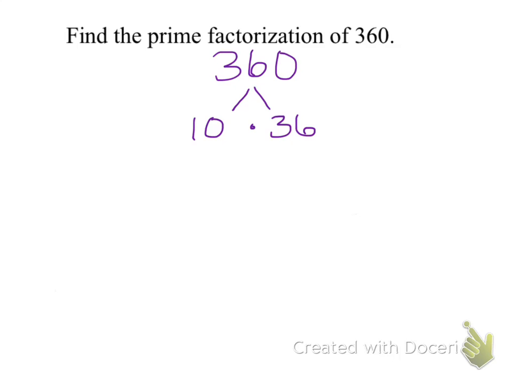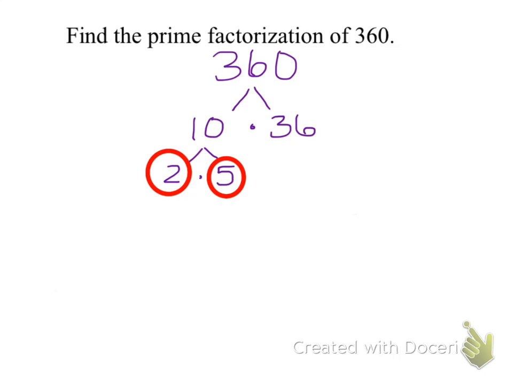Next, you look at it and you have to find out if it's a prime number. If it's a prime number, 10 or 36, then you circle it. If it's not, you keep factoring it out. So neither one of them are prime. Break 10 into 2 times 5. Right away, deal with those numbers. 2 is prime, so right away you want to circle it. 5 is also prime, so you need to circle it.